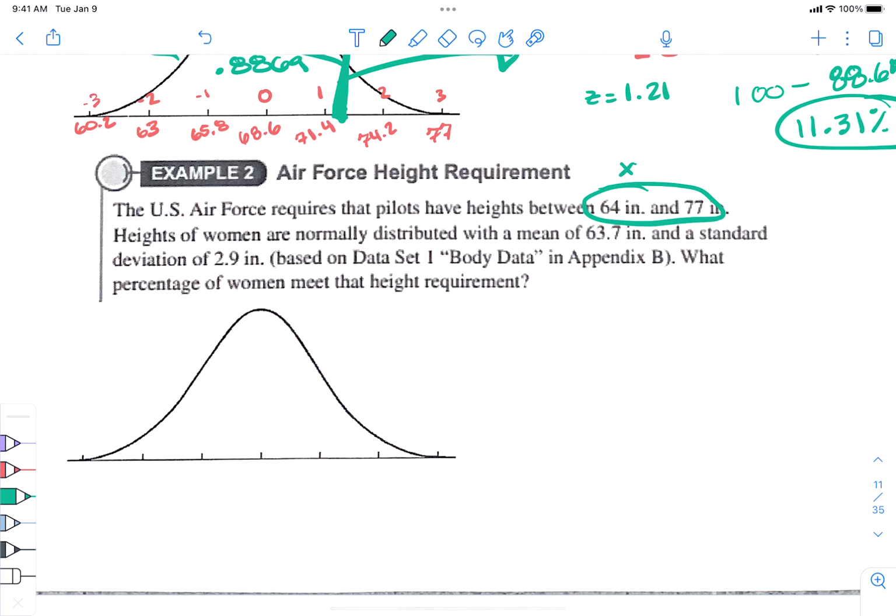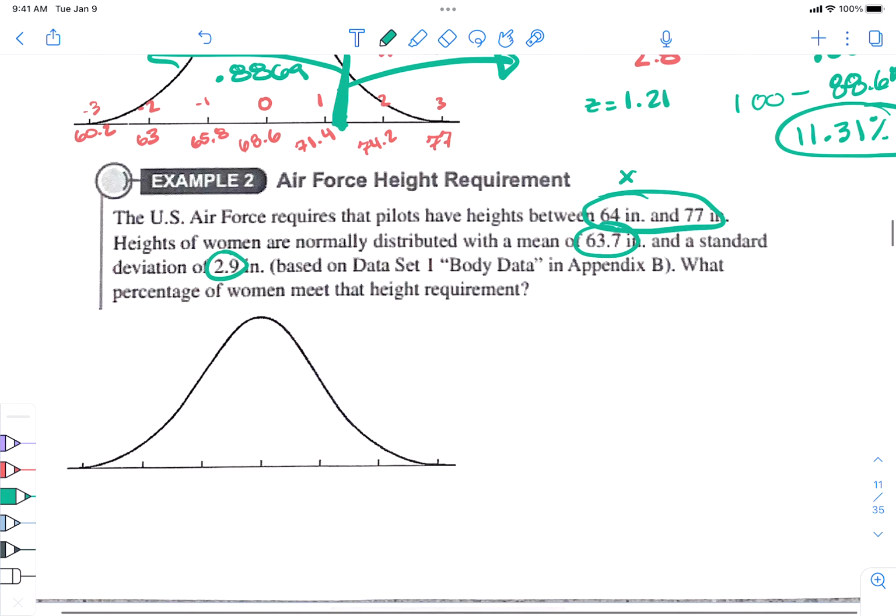So those are our X's, but we have 2 of them, right? We've done it before. We have 2 markings, right? We're going to figure those out, okay? Those are our X's. And then it says heights of women are more normally distributed with a mean of 63.7, that's 5'3", or almost 5'4", and a standard deviation of 2.9. So let's fill this out. Let's say X bar, 63.7. Standard deviation is 2.9.